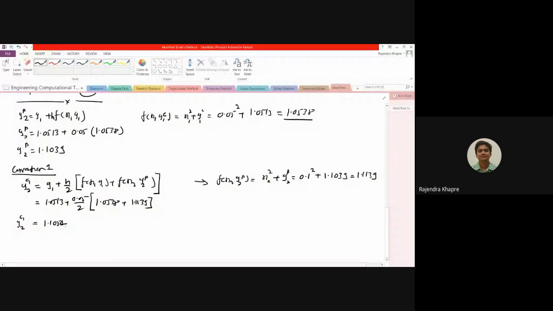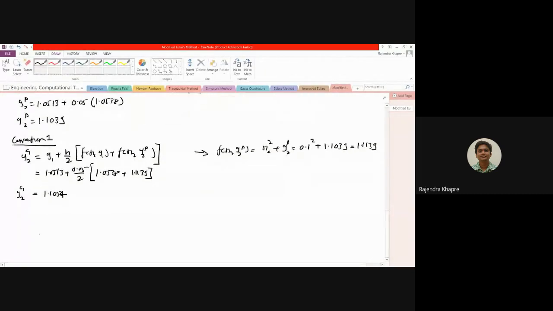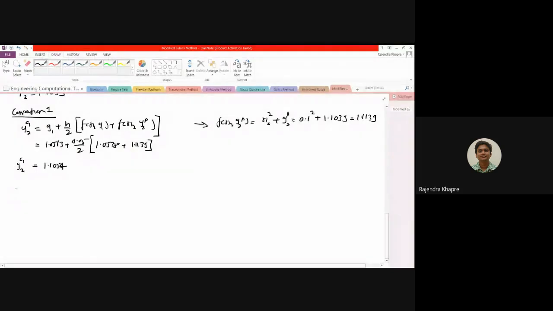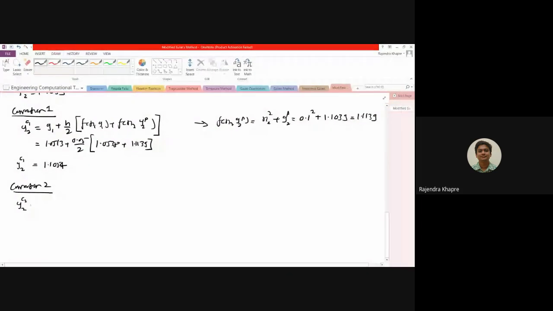54. Okay, so this is the first correction value. Now I'm not sure whether this is correct or not, so for this purpose you have to apply the second correction. Okay, for the second correction we are using a similar expression. So this is the correction for the second time.